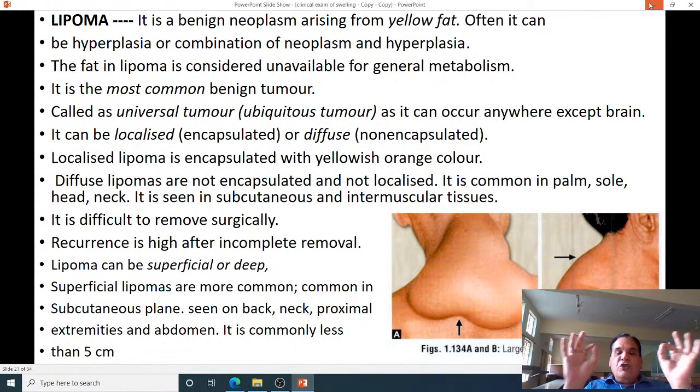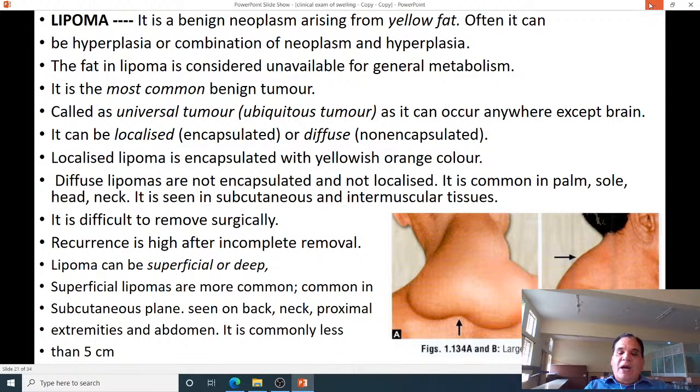It is called universal tumor because it occurs anywhere except the brain. Everybody should know, it doesn't occur in the brain. And sebaceous cyst does not occur on the plantar surface. They can occur on the dorsum but not the plantar surface. Lipoma can occur on the forefoot. On the foot, lipomas are common. It can be localized, encapsulated or non-encapsulated.